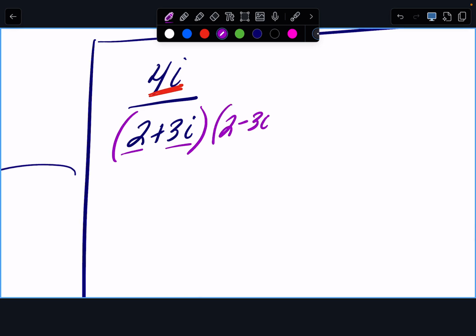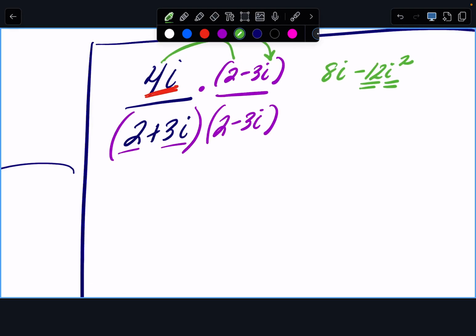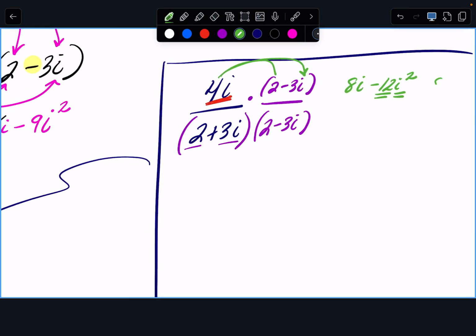So 2 minus 3i, you got to do it to the bottom and to the top. Because then look, you're timesing by 1. 2 minus 3i divided by 2 minus 3i is a 1. Okay, so now we would distribute. That would be 8i minus 12i squared, which is negative 12 times negative 1. Won't that be 8i plus 12? Are you guys seeing how I'm doing that? I'm doing negative 12 times negative 1 because i squared is negative 1.